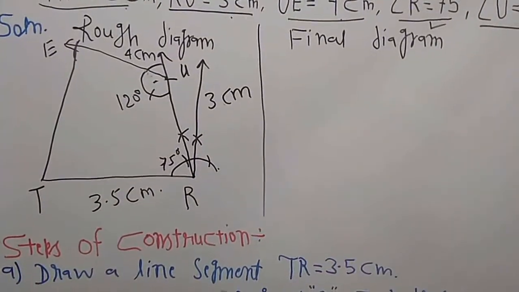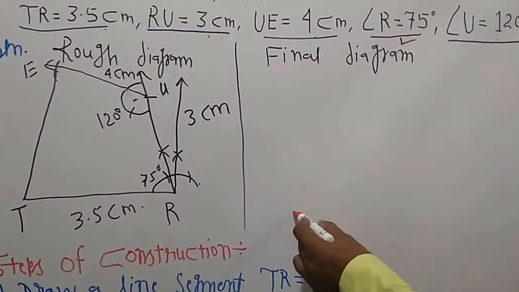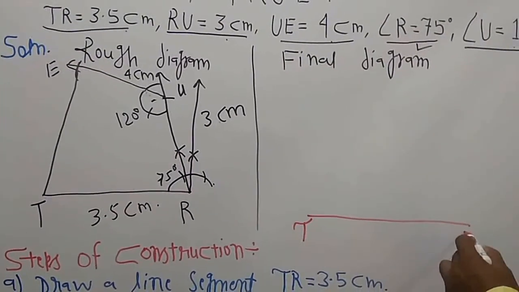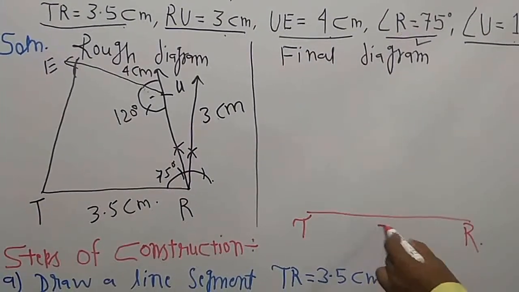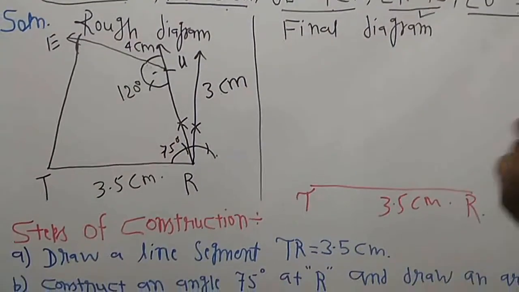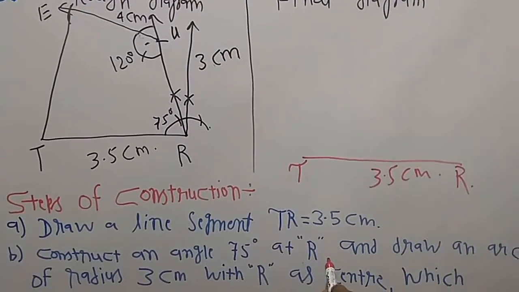Steps of construction. Step A, draw a line segment TR equal to 3.5 centimeter. This is our TR, 3.5 centimeter. Then step B, construct an angle of 75 degree at R.